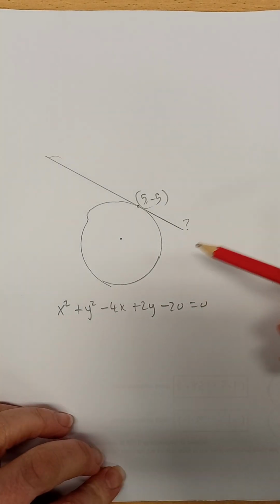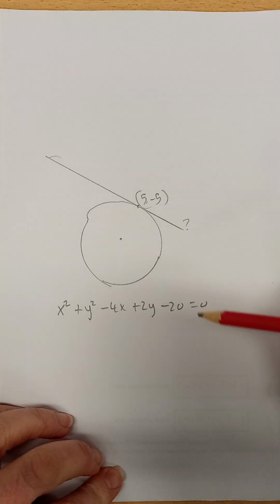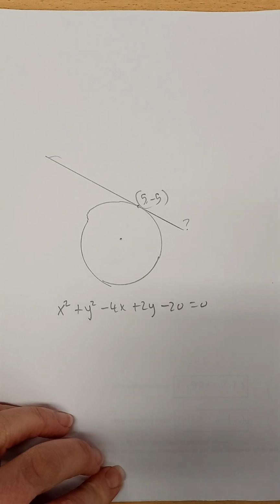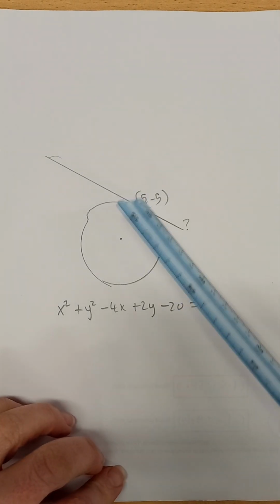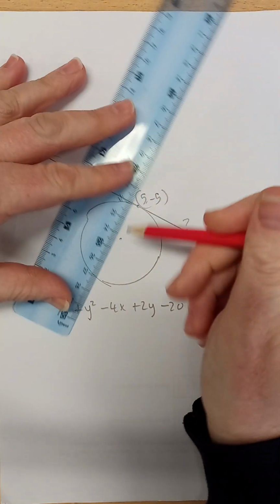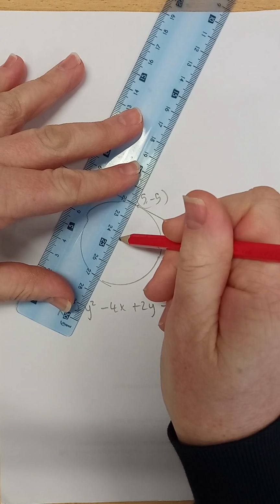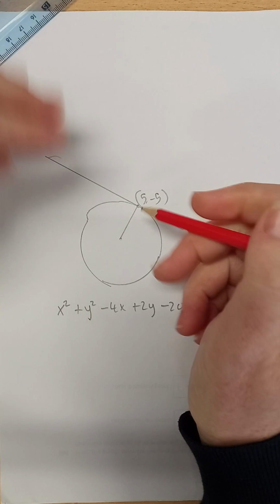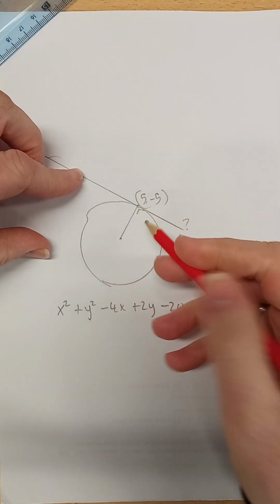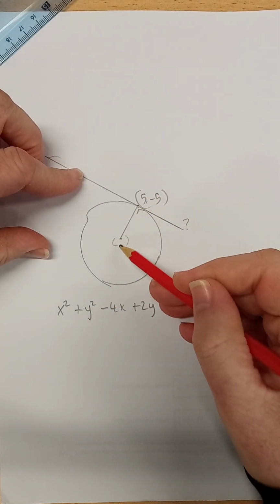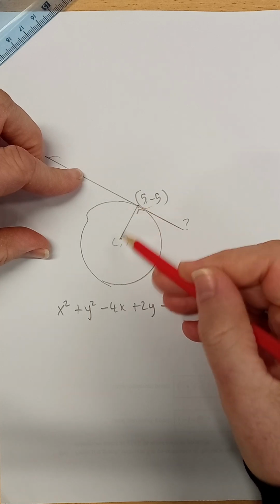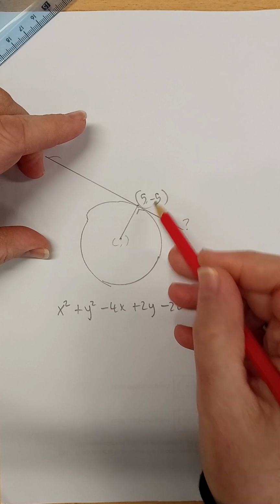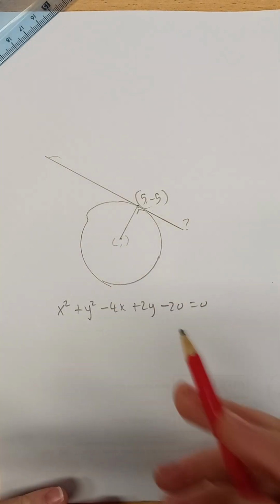In order to find the equation of a line, which a tangent is, you need a point on the line, and I do, and you need the slope. Now I can't find the slope just from that one point. However, knowing the fact that if I draw a line from the center to that point of contact between the tangent and the circle, it's perpendicular, I can, if I know this coordinate, find the slope of this line and then find its perpendicular companion and use that. So I need to find the center of this.